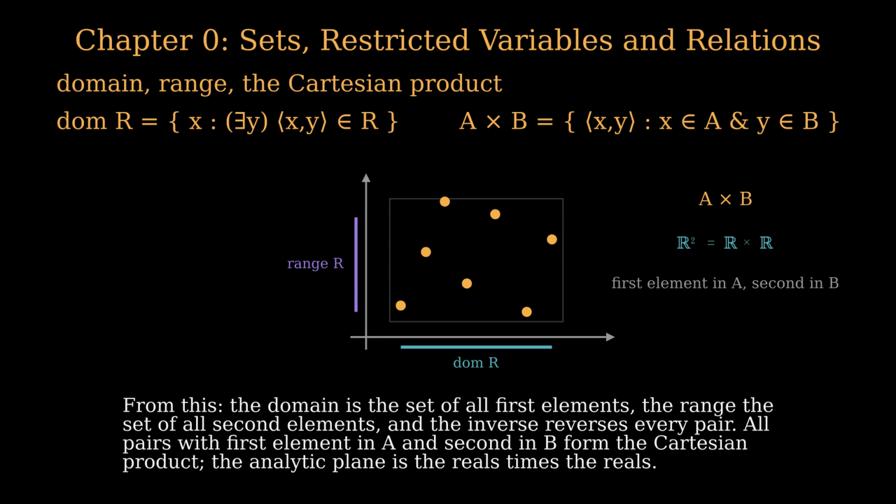All pairs with first element in A and second in B form the Cartesian product. The analytic plane is the reals times the reals.